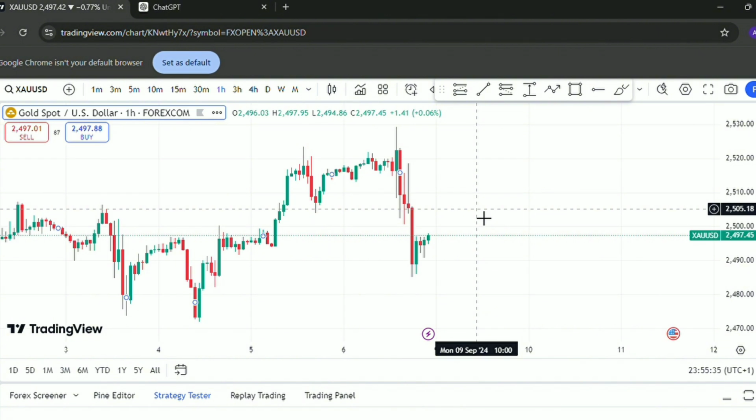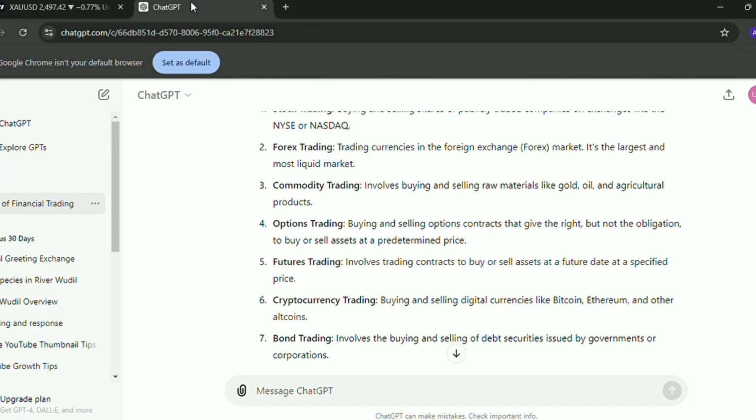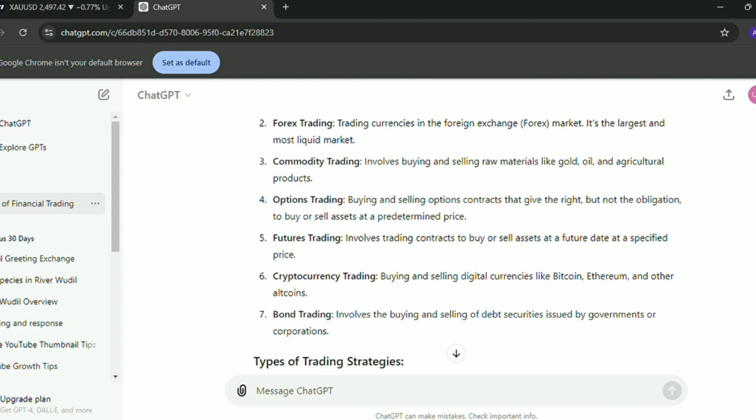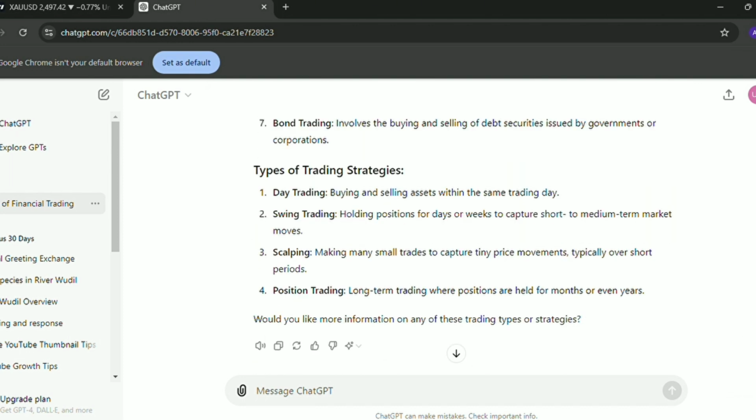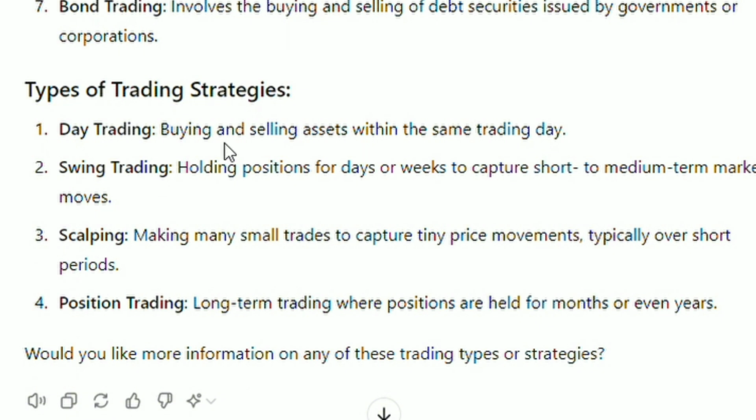We have different types of traders. Let me go back to ChatGPT. Let's see. We have types of trading strategies. We have day trading. Day trading is for traders that trade daily, like every day, maybe from morning till evening.